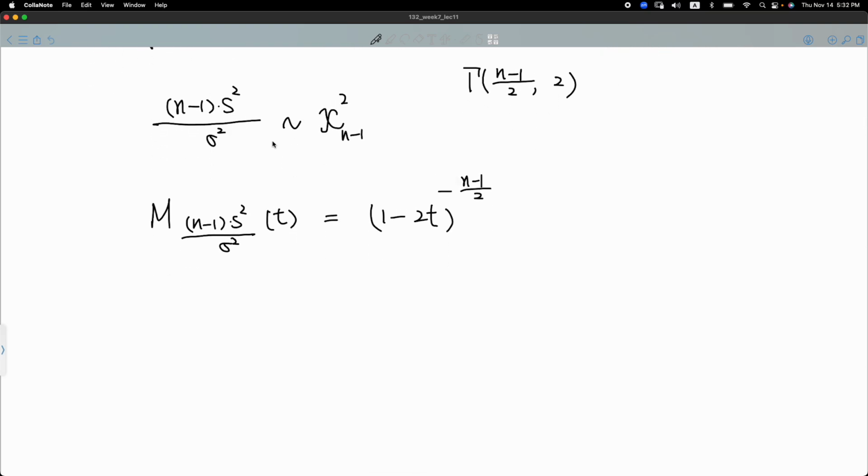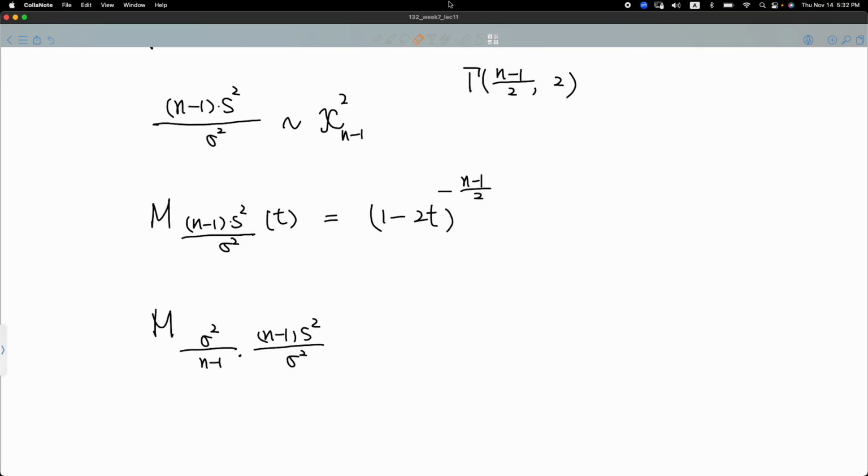So that means we also know that the moment-generating function for this particular quantity is equal to (1 - 2t) raised to the power of negative (n-1)/2. And now what we want is the moment-generating function for S squared. So what we can do is to write S squared as a constant multiplied by (n-1) S squared over sigma squared. You can think of this as a constant multiplied by a random variable X.